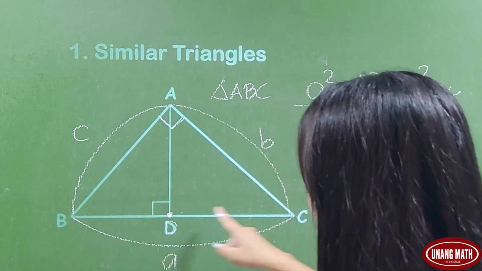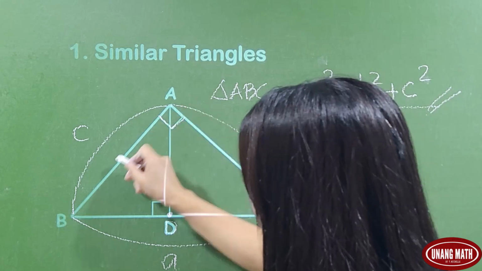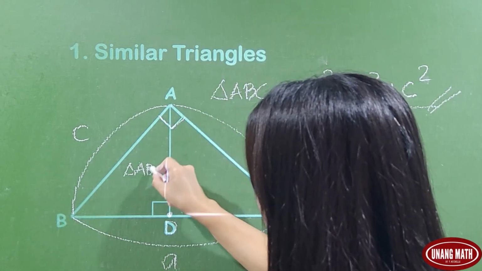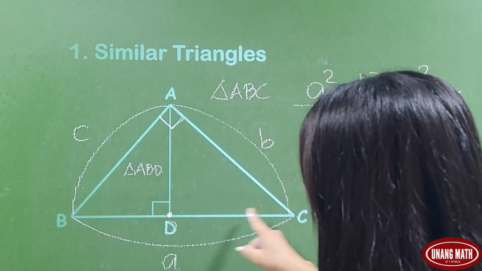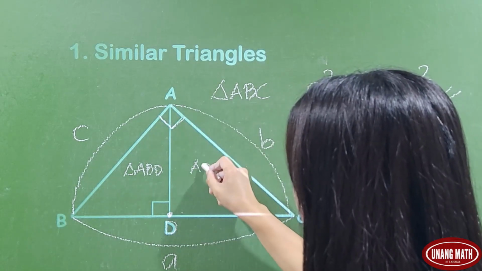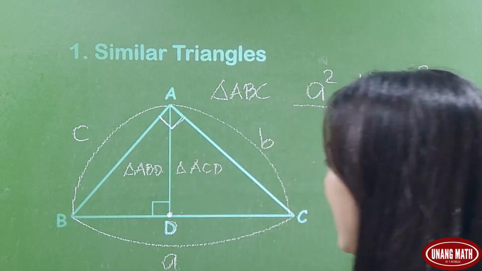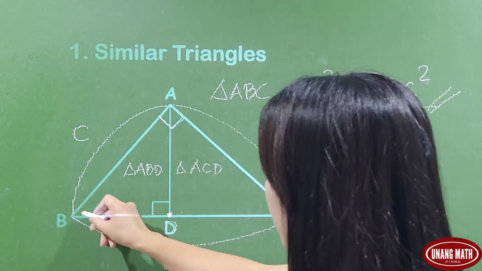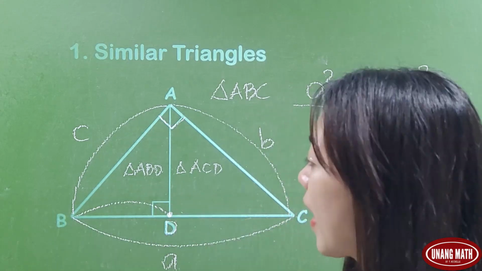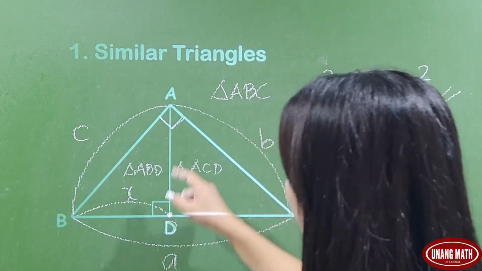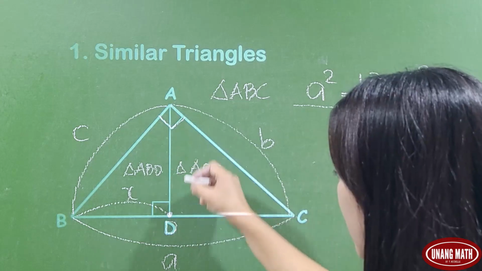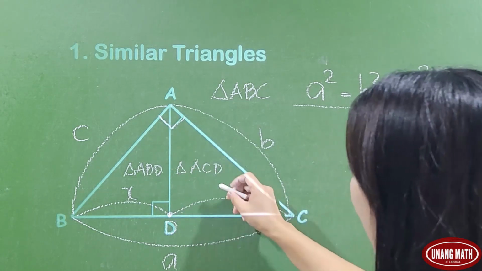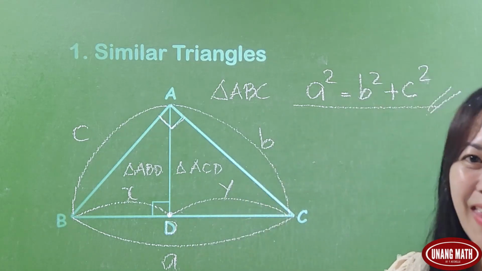So we have here right triangle ABC. We also have this right triangle ABD, and this right triangle ACD. In this right triangle ABD, let's name this side x. And in this right triangle ACD, to make it simpler, let's name this side y.